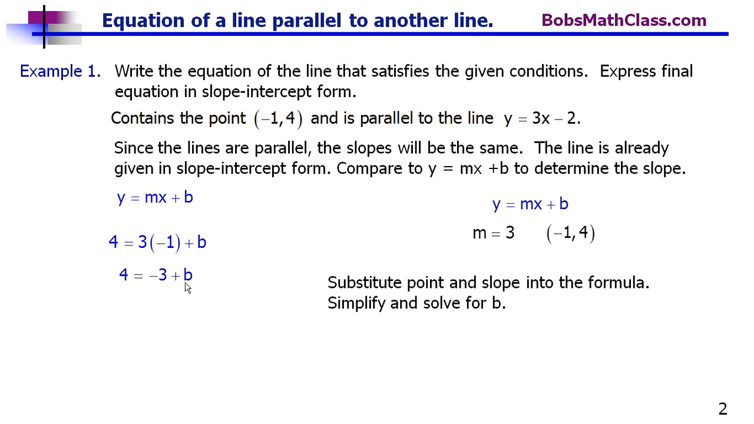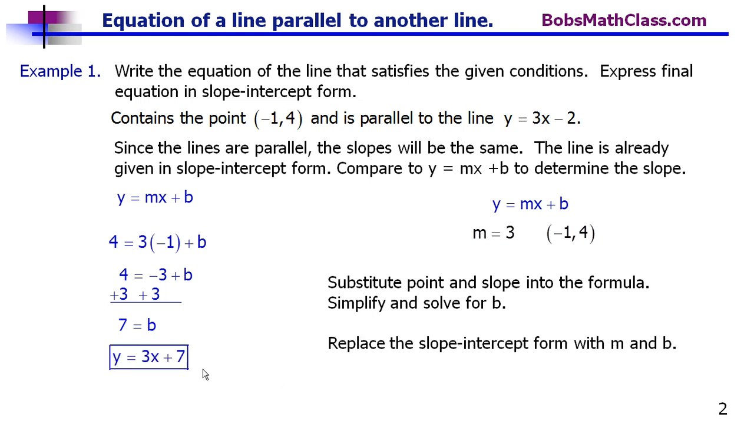Again, we're trying to get b by itself. Add 3 to both sides. So b is 7. We now have m and b. We have m because it was parallel, so we use the same slope. So remember, parallel, same. So now we could write that in slope-intercept form using m and b. So y equals 3x plus 7.